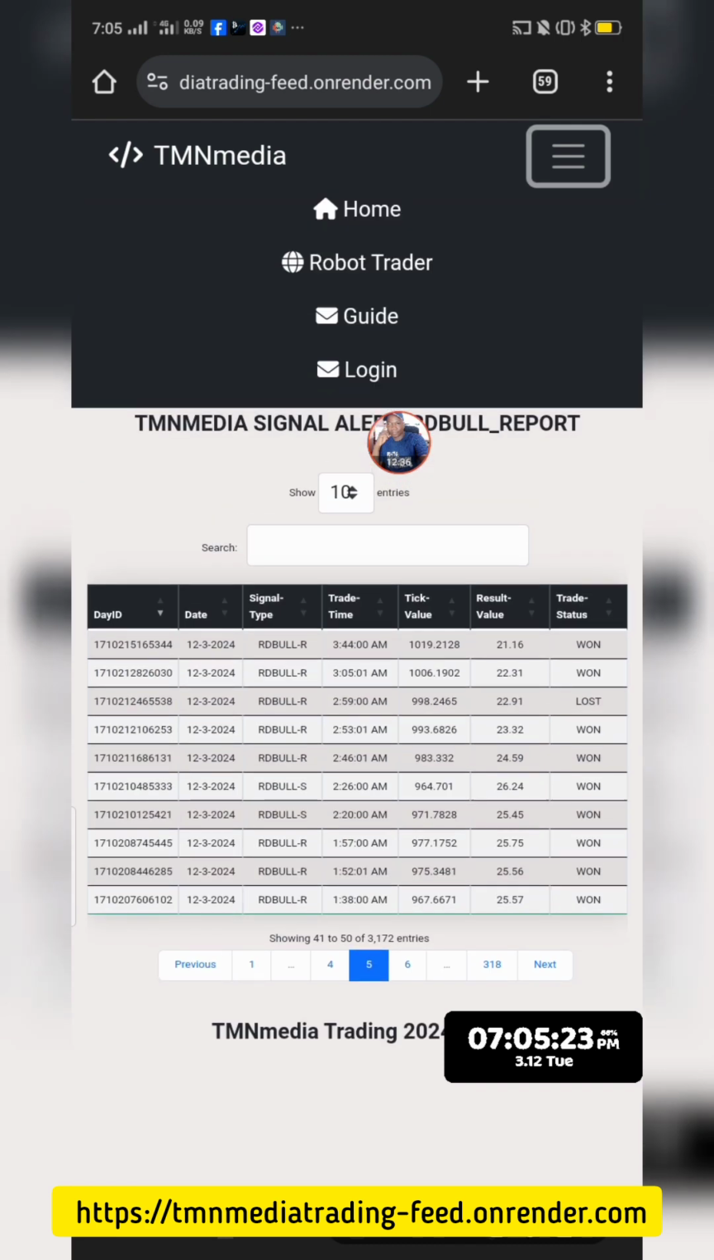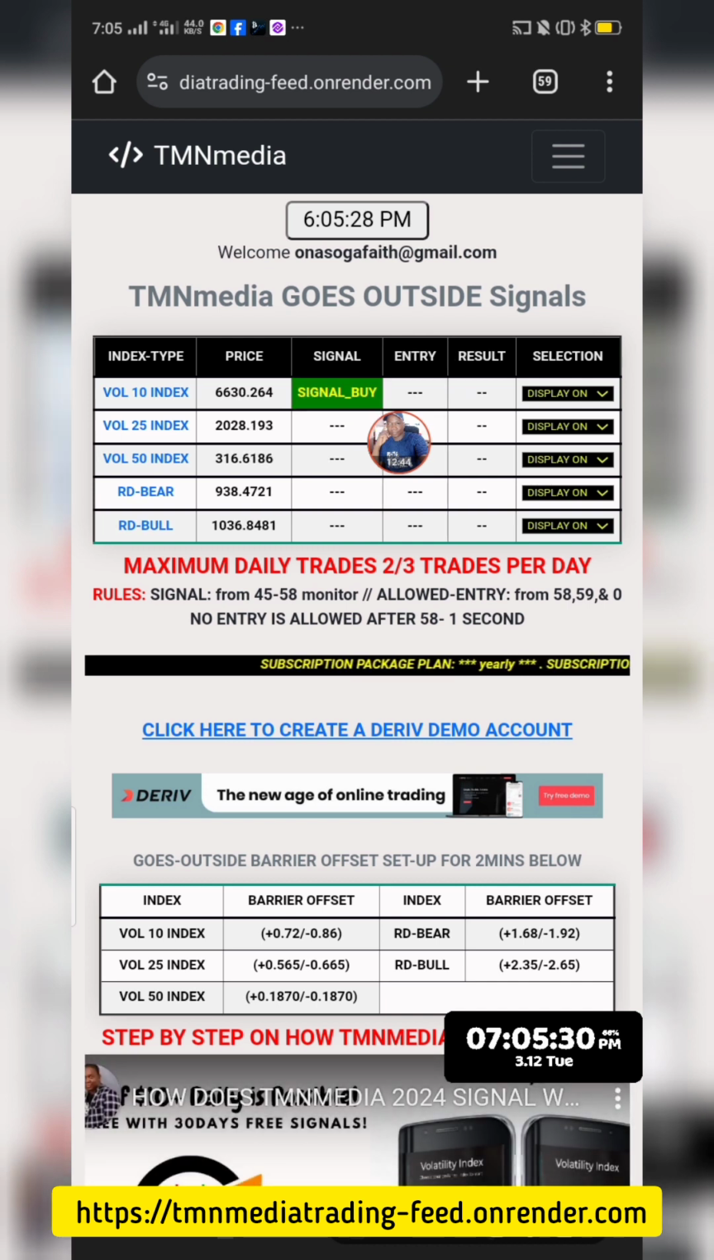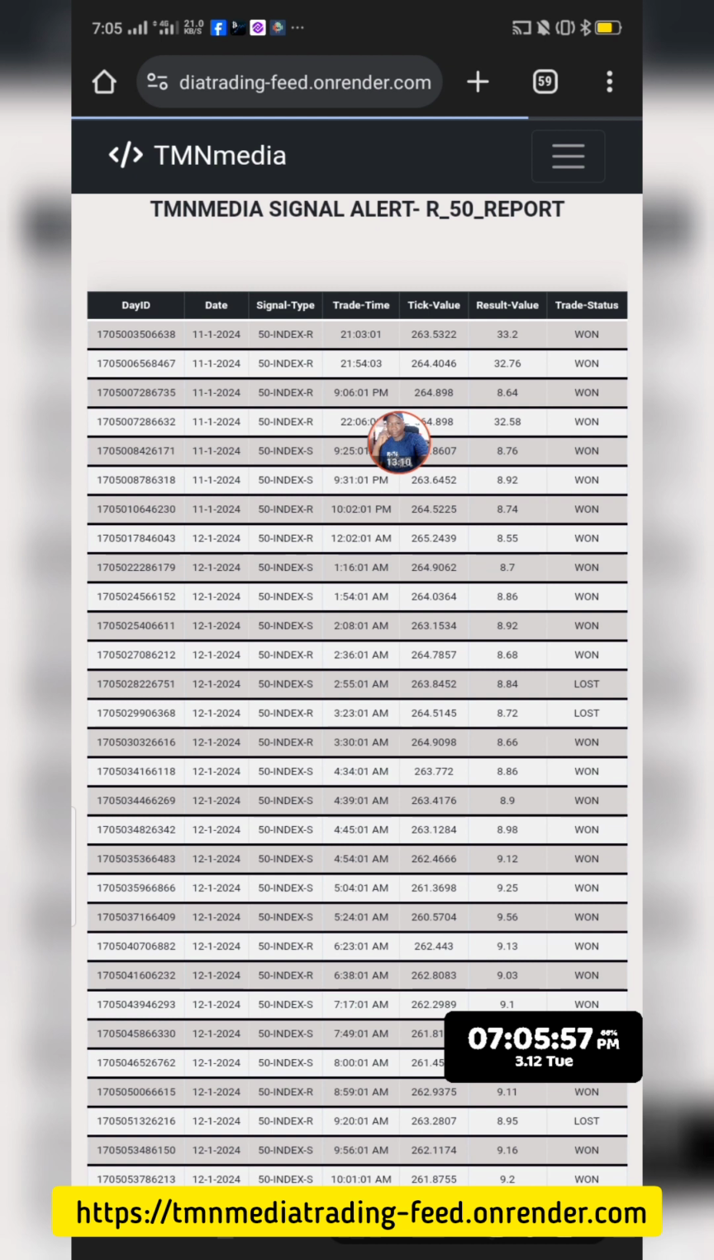The only ones that I have not updated so far is the one for touch. I have not added up the history. Maybe when I'm done with what I'm doing, I could do that. So guys, this is how easy it is. You can select whichever one you want to trade. Let's do 50 for instance. You can go to their reports. Look at the reports. Look at the results.